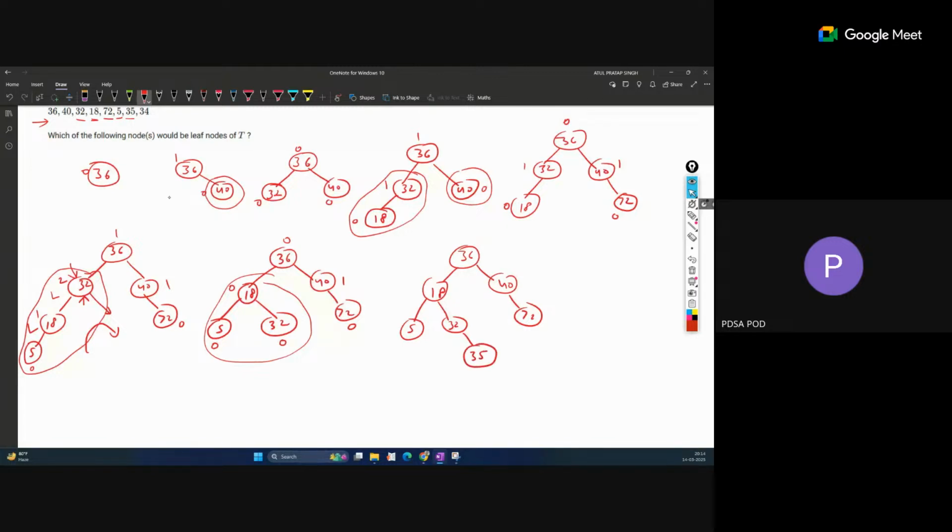Now again count the balance factor. So this is now 0, 0, 0, and this will become 1. Now 32: 0 minus 1, 1. For 18, 1 minus 2. Again, this is also 1. For 36, 3 is the longest path: 18, 32, 35. So 3 nodes are coming. So 3 height is on the left and 2 height is on the right. So 3 minus 2 is again 1. So you can see this is also balanced.